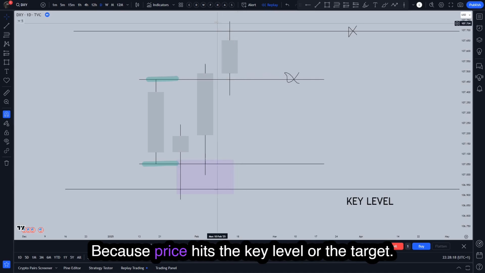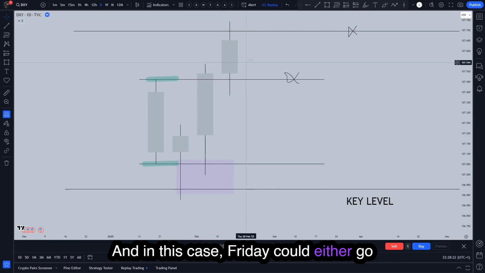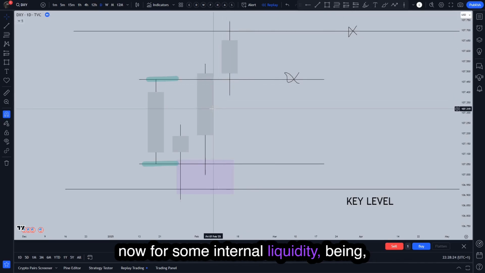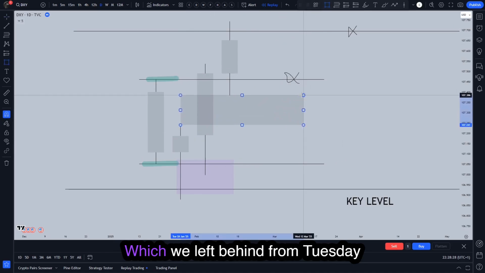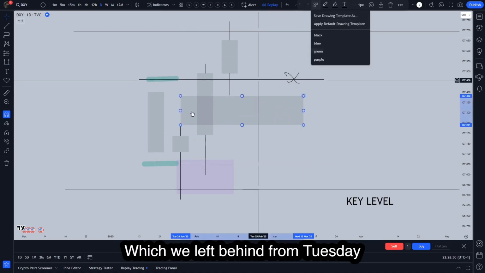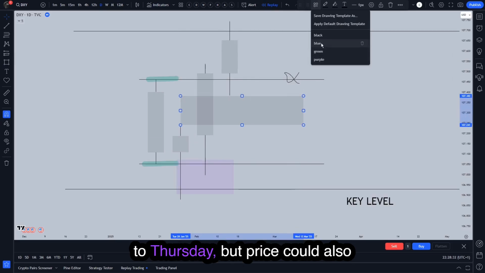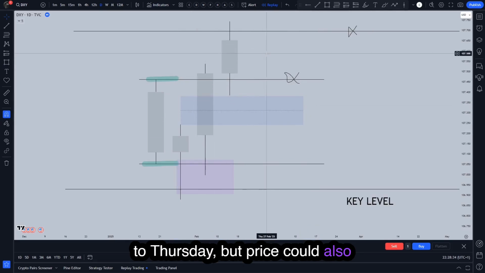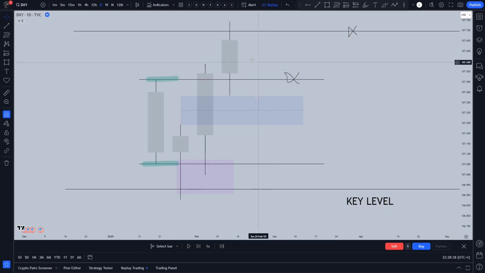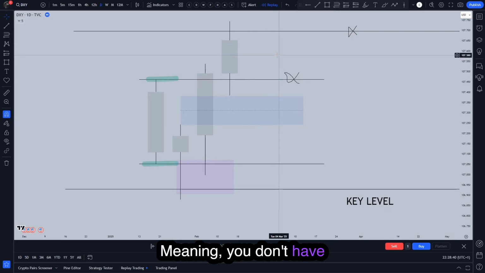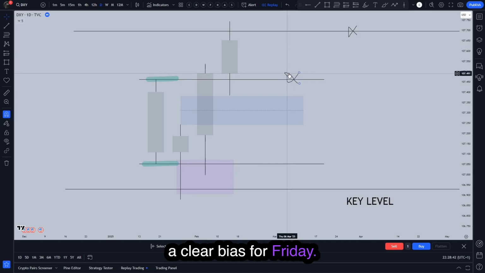Why? Because price hit the key level or the target, and in this case, Friday could either go now for some internal liquidity, being, for example, now this fair value gap, which we left behind from Tuesday to Thursday. But price could also simply keep pushing higher, right? As order flow is still bullish. Meaning you don't have a clear bias for Friday.